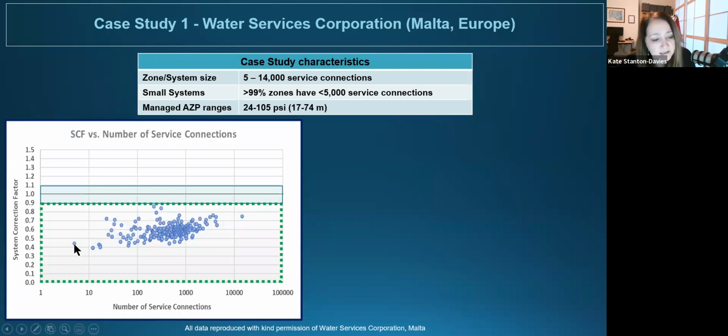And we're seeing some SCFs as low as about 0.4. I think there's one about 0.39. I think the highest one we've got is about 0.84, 0.85.